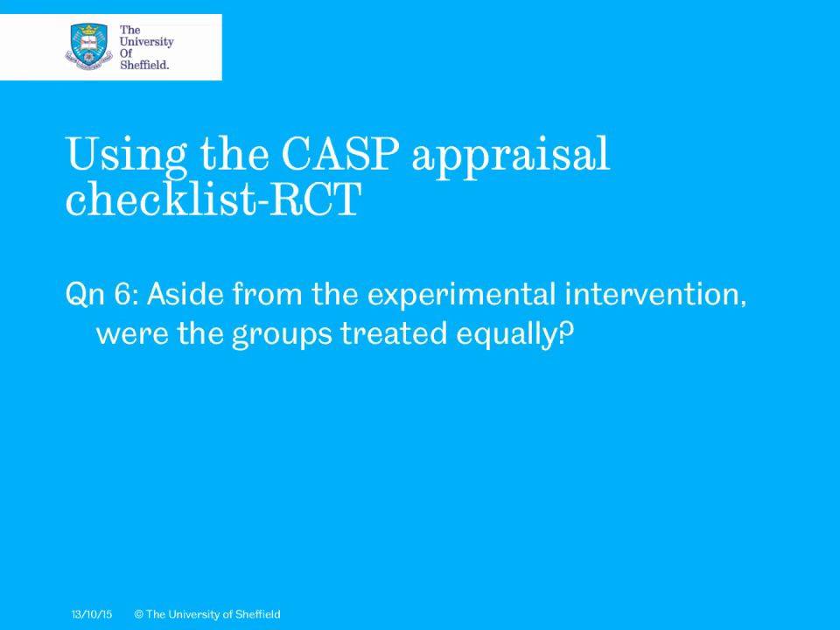Moving on now to question 6. Question 6 is a similar kind of question, which is also thinking about how the groups were treated during the trial. We would expect that there would be differences between the groups because one would have the intervention and one would be the control. But other than that, we would expect the groups to be treated equally. So we would expect them to be seen and have their assessments done at a similar time point. We'd expect them to be followed up in the same way, and over the same time period.